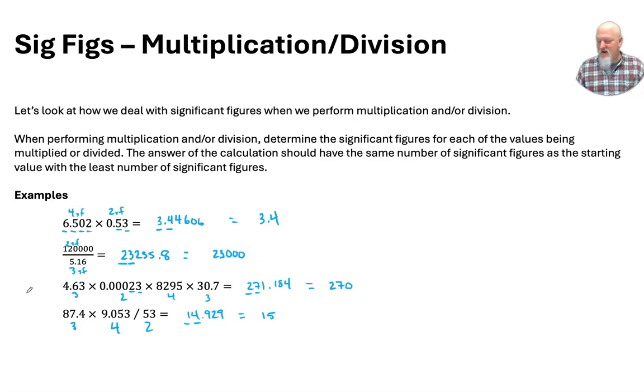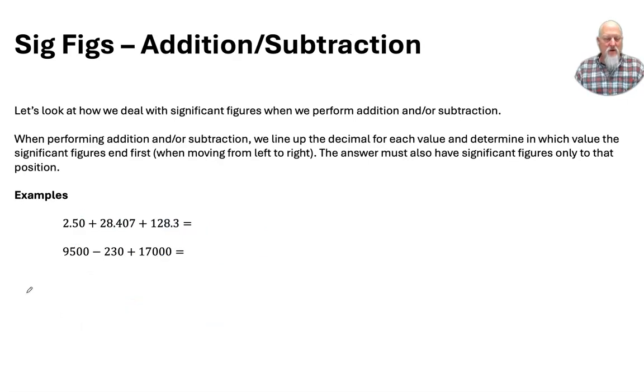All right, so that's how we're going to deal with significant figures when we do multiplication and division. Let's figure out the rule for addition and subtraction. Sig figs in addition and subtraction. When we're performing addition and subtraction, we're going to line up the decimal for each of the values, so we're going to do this vertically. We're going to line up the decimal and determine which of our values we run out of significant figures in first. Let me do it and you'll see what I mean.